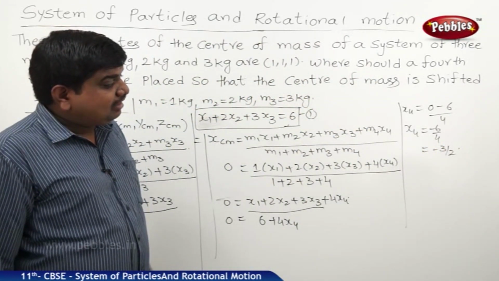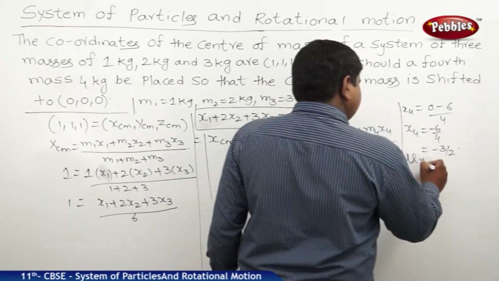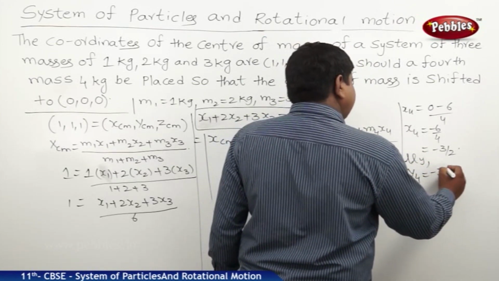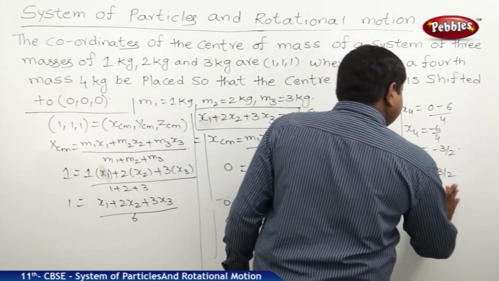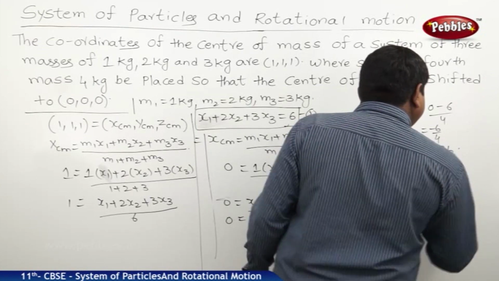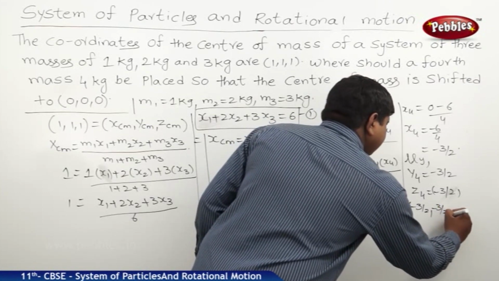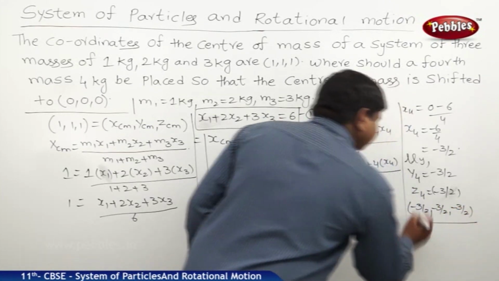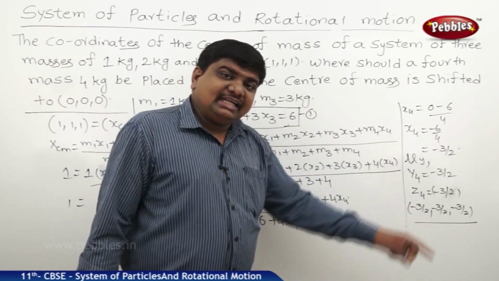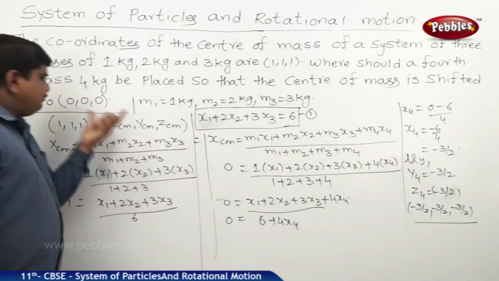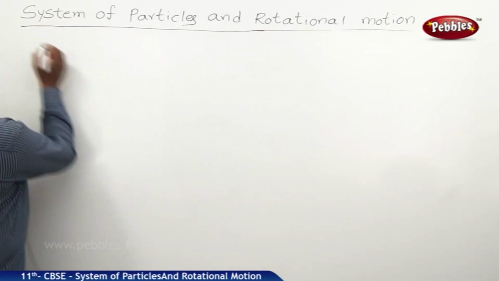So x4 is equal to minus 6 by 4, that is minus 3 by 2. The x coordinate of the fourth mass is minus 3 by 2. Similarly, the y coordinate is also minus 3 by 2 and the z coordinate is also minus 3 by 2. So the point should be minus 3 by 2, comma, minus 3 by 2, comma, minus 3 by 2. This should be the location of the fourth mass to change the center of mass to 0, 0, 0. The next concept is rotatory motion.